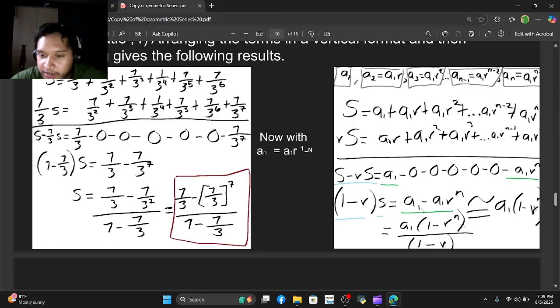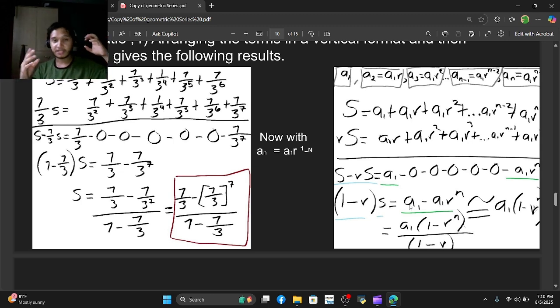But here we notice that minus a1, the first term times r to the power of n, can be written this way. This is where it came from. Okay? a1 times 1 minus r to the power of n in parentheses. So all of this gets transformed to this.